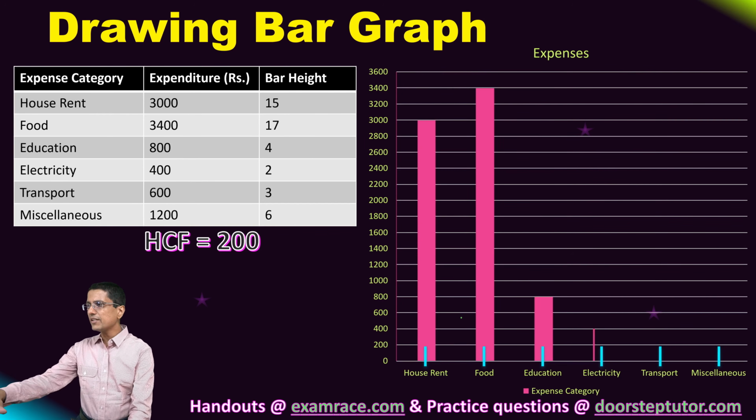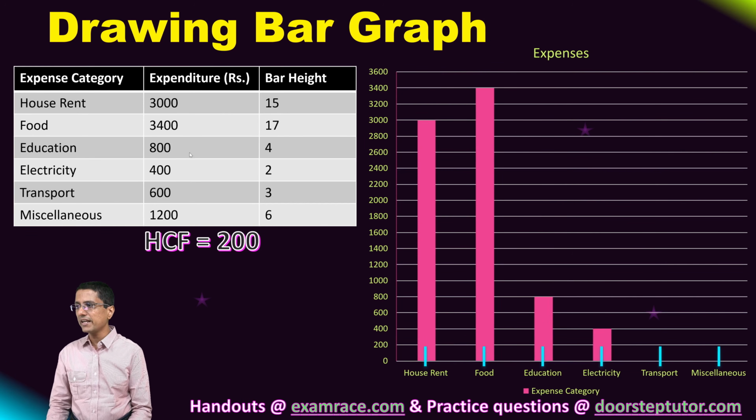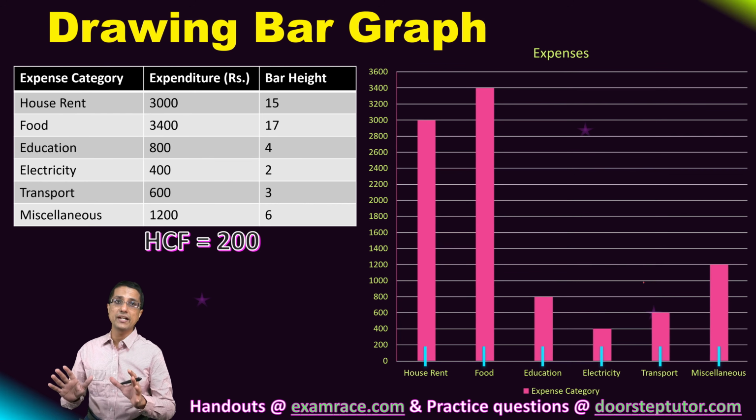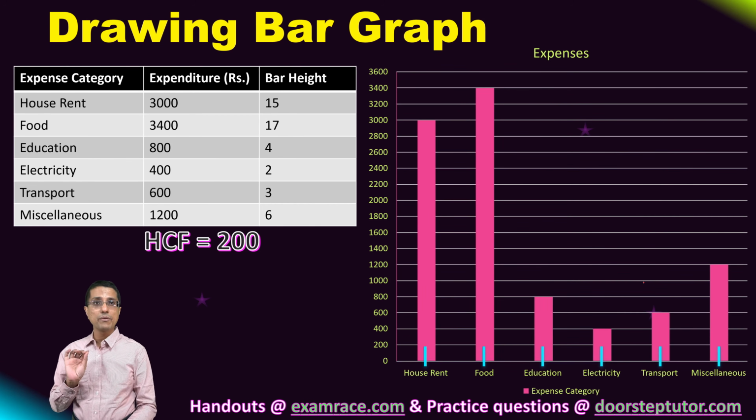So we have gone till education. We have drawn the bar of length 800. Next we draw the bar for electricity, which is 400. Then we draw the bar for transport, which is 600. Then finally we draw the bar for miscellaneous, which is 1200. So all of those bars have been drawn, and this completes my bar graph.